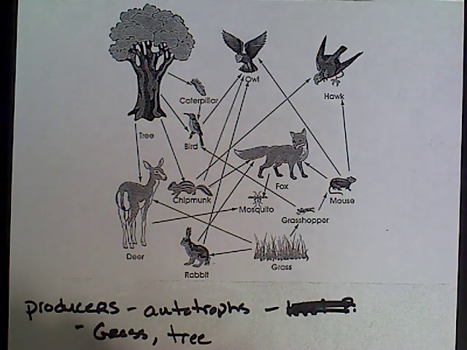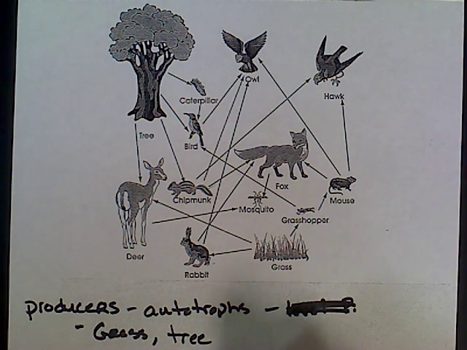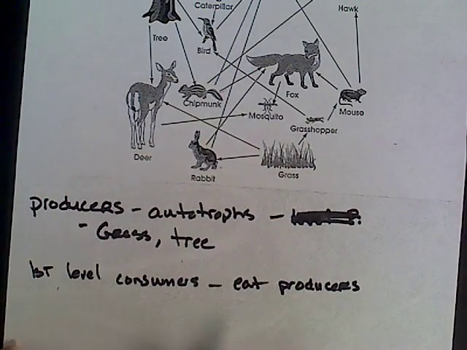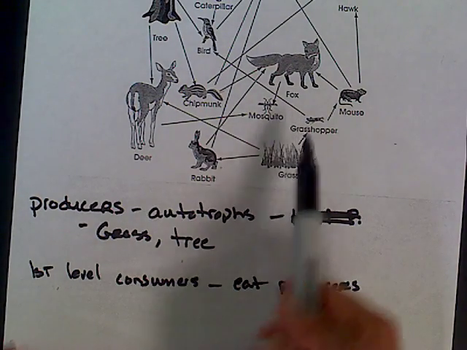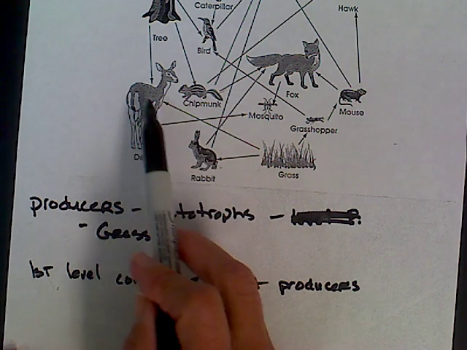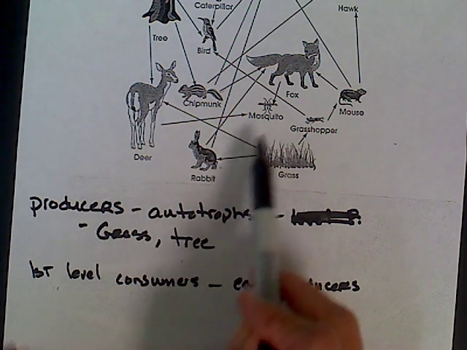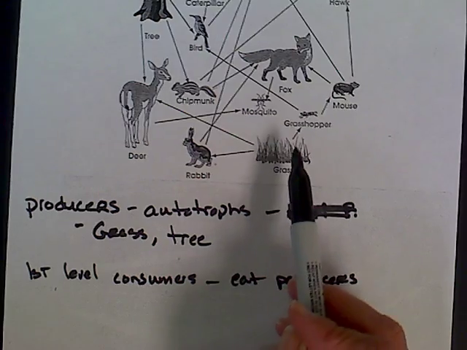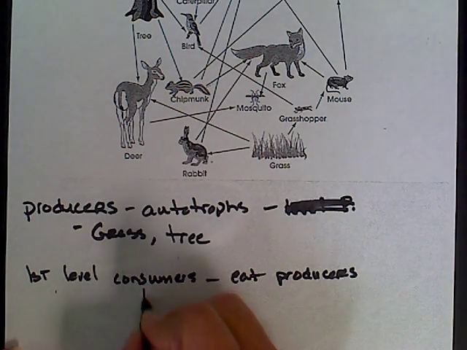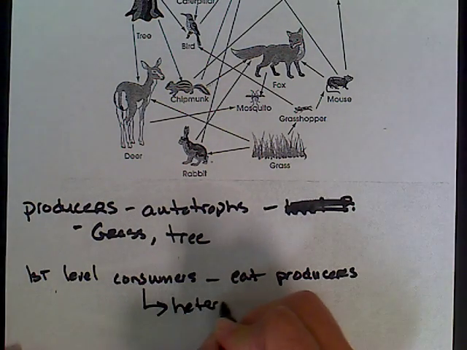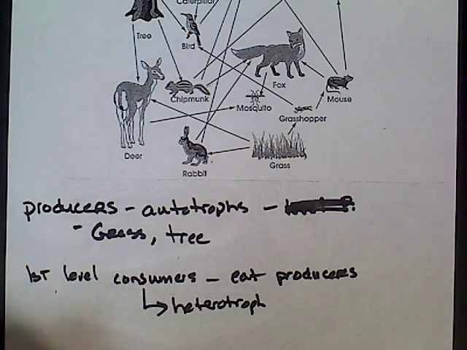The next thing we have is our first level consumers. And these guys eat our producers. So some examples of our first level consumers here are a grasshopper, a rabbit, and a deer. These are all things that are eating my producer, which is my grass here. Now remember, another word for consumers is heterotroph, correct? So make sure you remember that.